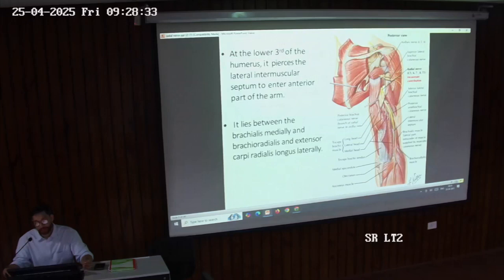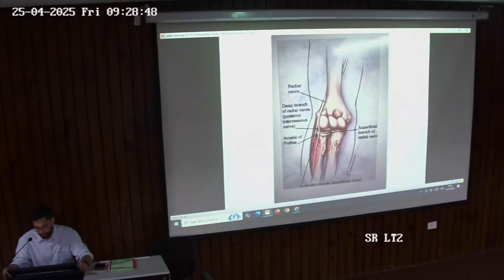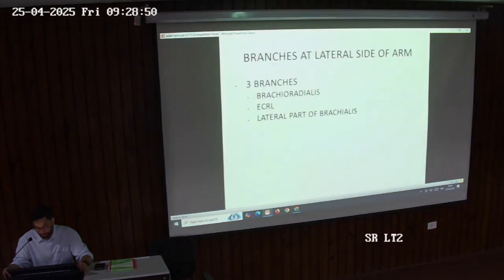At the lower third of the humerus, it pierces the lateral intermuscular septum to enter the anterior part of the arm, and it lies between the brachialis medially and the brachioradialis and extensor carpi radialis longus. It gives out three branches on the lateral side of the arm: the brachioradialis, extensor carpi radialis longus and the lateral part of the brachialis.